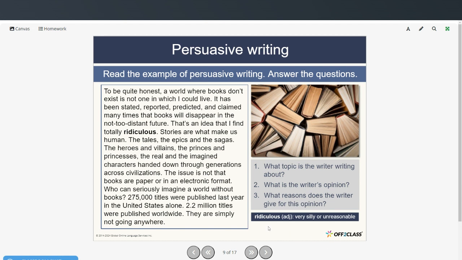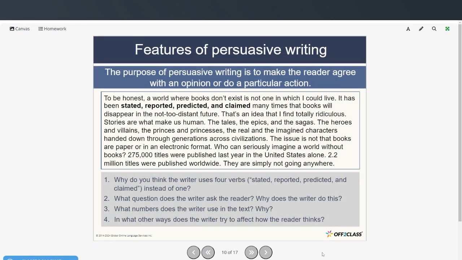And I'm sorry, I forgot to do the vocabulary word first. Ridiculous is an adjective meaning very silly or unreasonable. All right, the purpose of persuasive writing is to make the reader agree with an opinion or do a particular action. So, why do you think the writer uses four verbs, stated, reported, predicted, and claimed, instead of one?